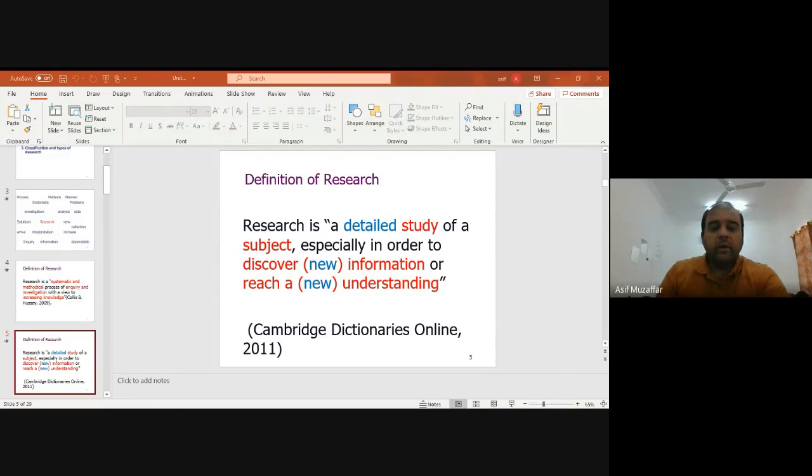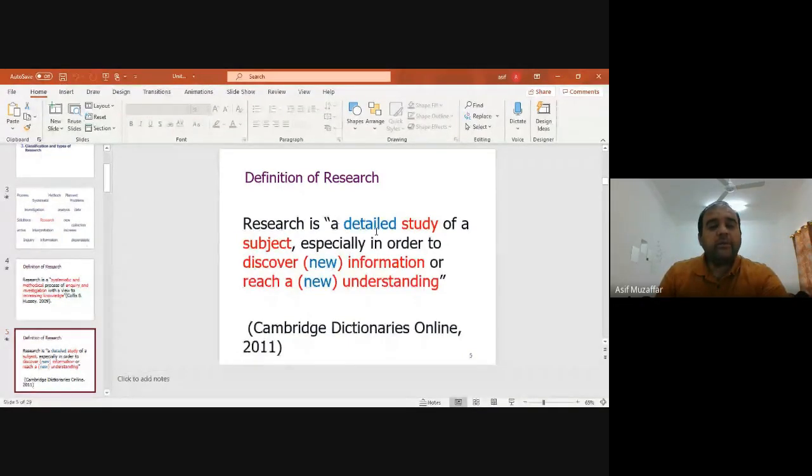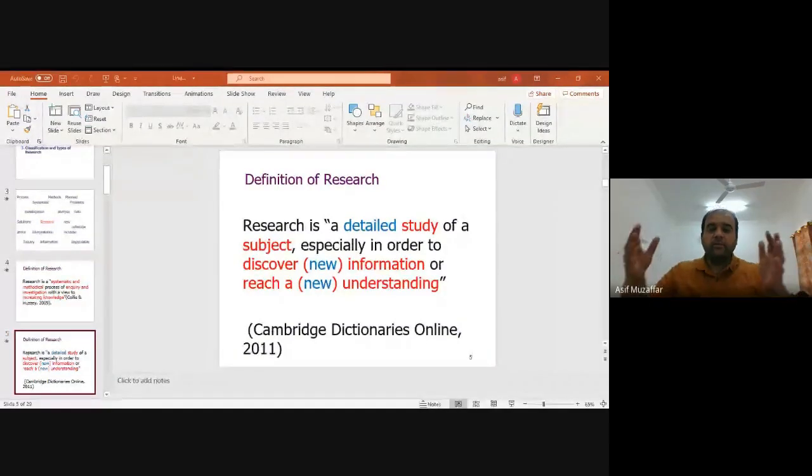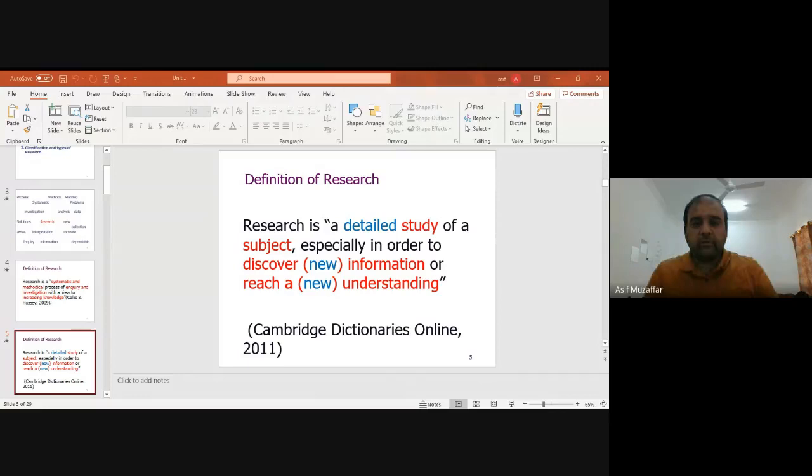So according to this definition, research is a detailed study of a subject, especially in order to discover new information or reach new understanding. Same thing. So you will study, you will describe, you will look at the subject.